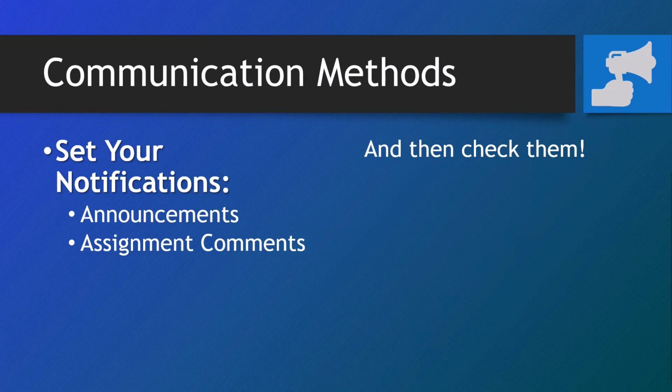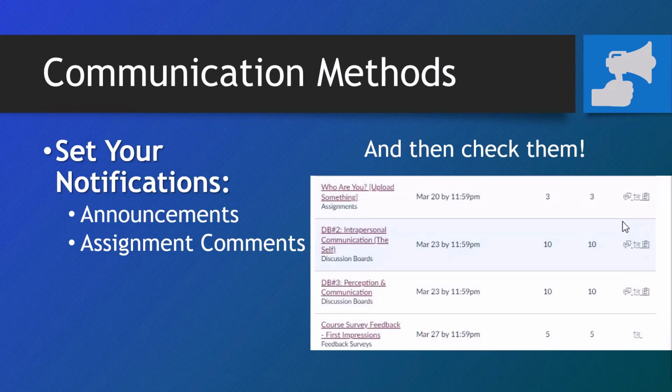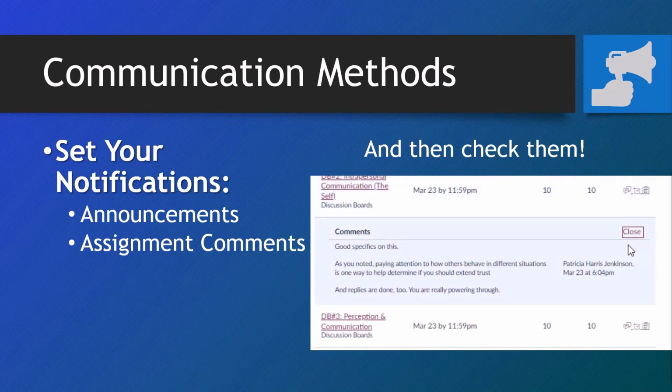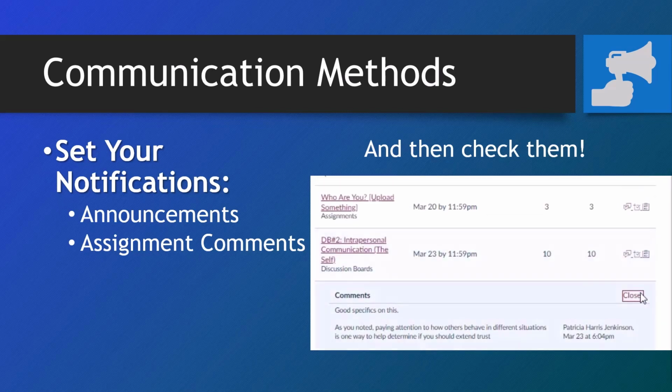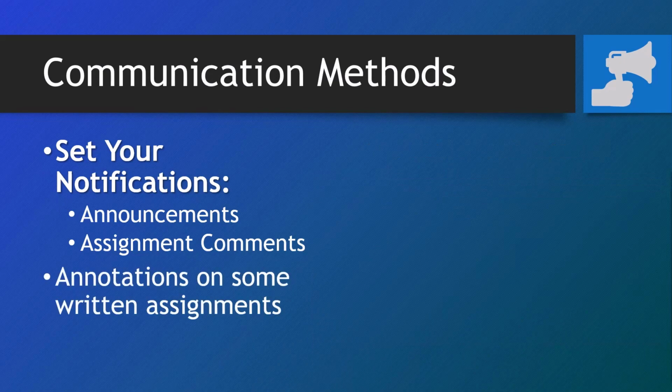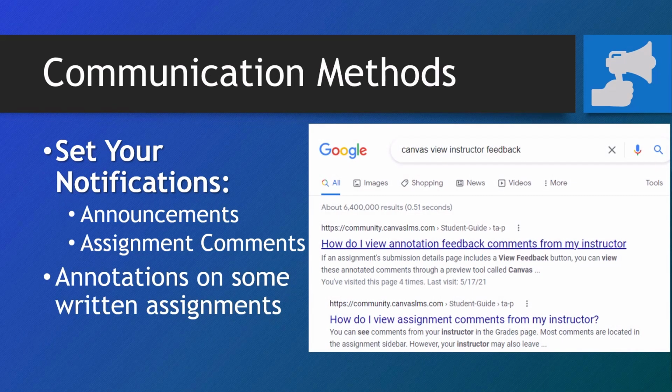You can also look at assignment comments when you check your grades. If we've left you a comment, you'll see an icon to the right of the assignment's possible points that, if you click, will expand so you can see what was written. And sometimes we'll give you feedback directly on a written assignment, which Canvas calls annotations. Again, a quick internet search can give you instructions on how to look at them.